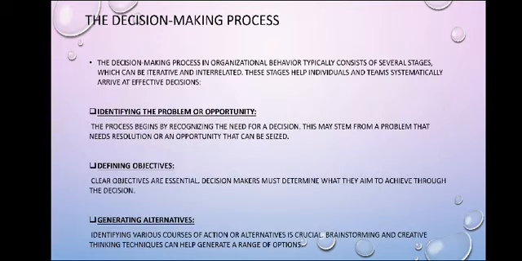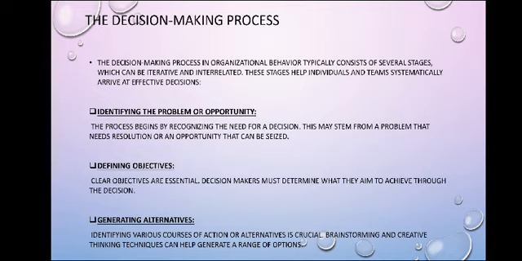implications. The decision making process. The decision making process in organizational behavior typically consists of several stages, which can be iterative and interrelated. These stages help individuals and teams systematically arrive at effective decisions. Firstly, we need to identify the problem or opportunity. The process begins by recognizing the need for a decision. This may stem from a problem that needs resolution or an opportunity that can be seized.